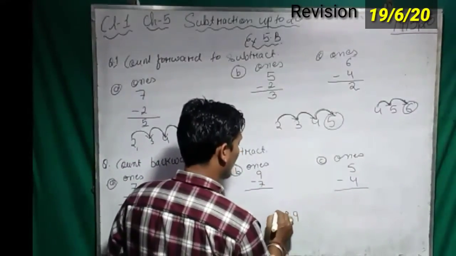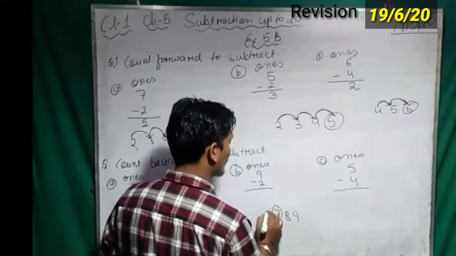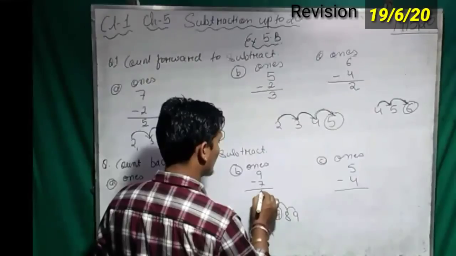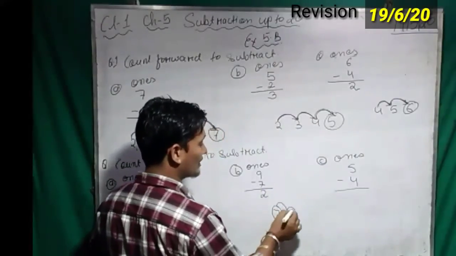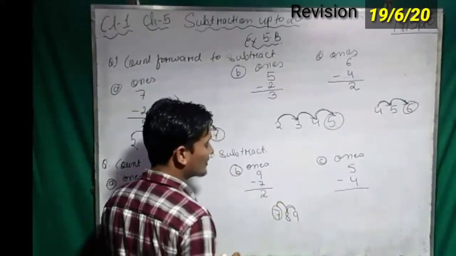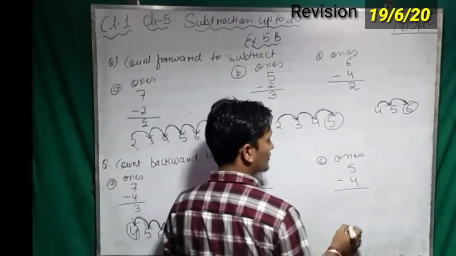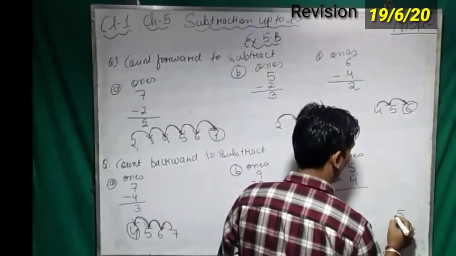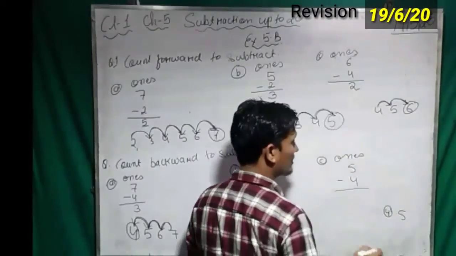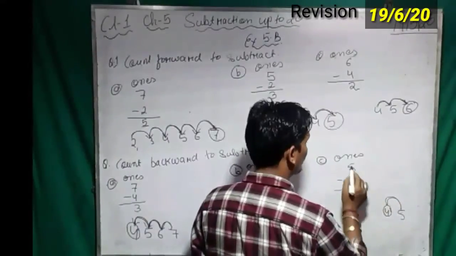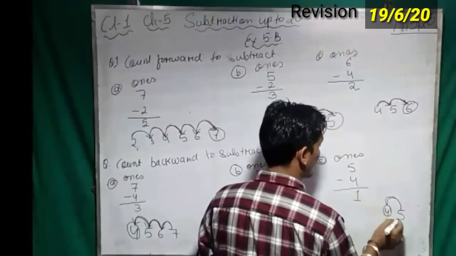Now, here start with bigger number. 9, 8 and 7. We have to reach here from 9. So, 1, 2. The answer is 2. Clear? How many steps? 1, 2. So, the answer is 2. Got it? Now, here we have to start from 5 and we have to reach on 4. So, how many steps we have to jump? 1. So, 5 minus 4 is 1.